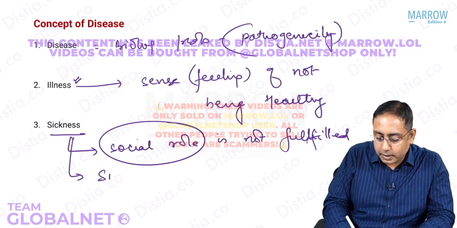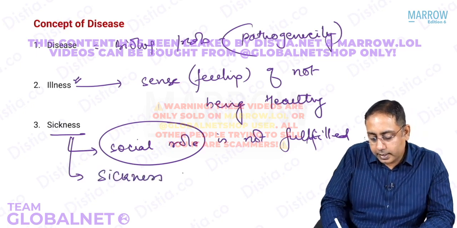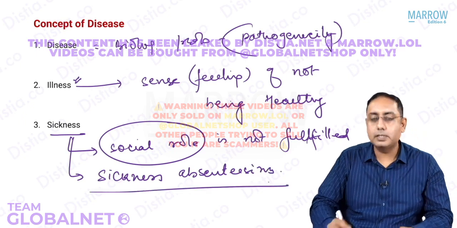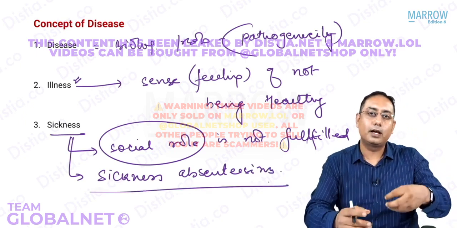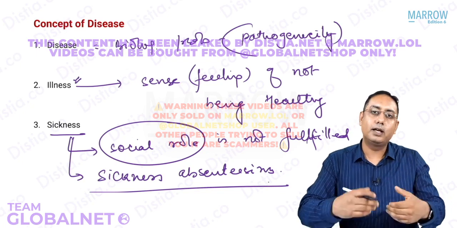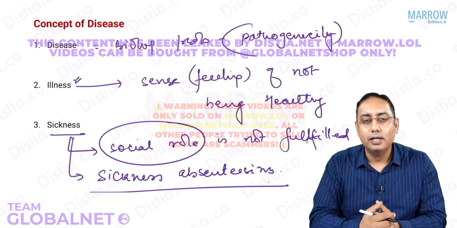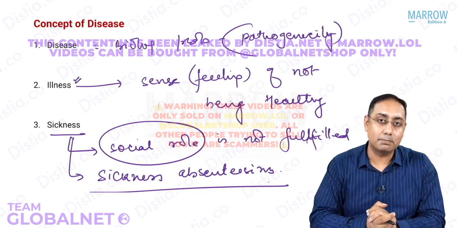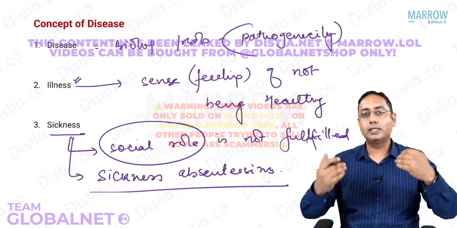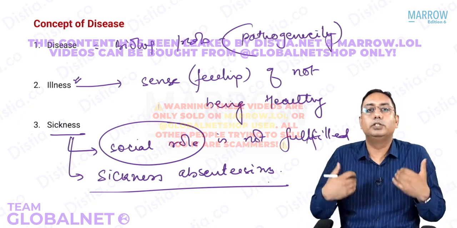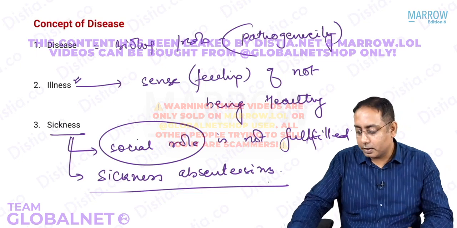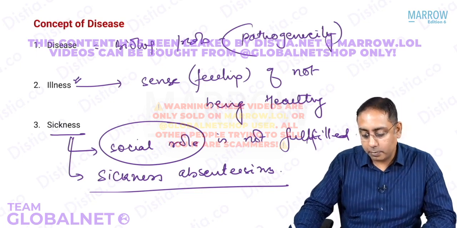For example, we have sickness absenteeism. So what is sickness absenteeism? That means how many people in an organization are applying for sick leave because they are ill or because they have a disease. So that tells you about the health status of the community also. So just understand, disease is the biological, illness is the general feeling, and sickness is when we are not able to perform the social role in the community.